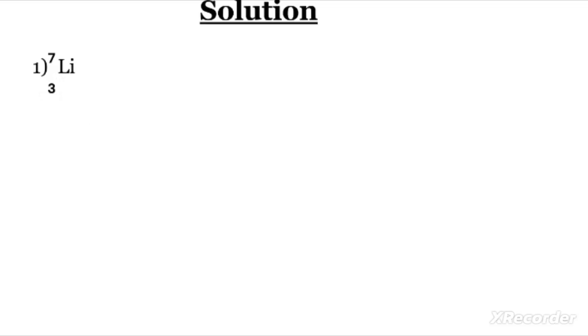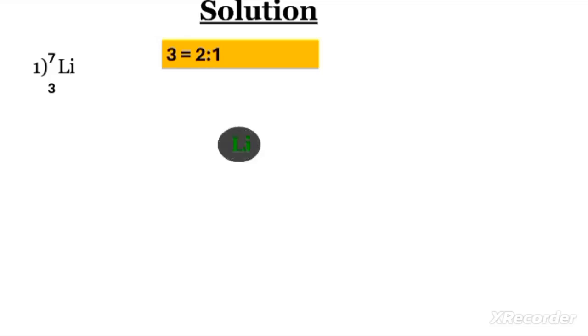So the proton number of lithium is 3. So let us come up with the electronic configuration. So our electronic configuration will look like this. 3 is equal to 2, 1. So the outermost shell will have 1 electron. Let us come up with the electronic structure.